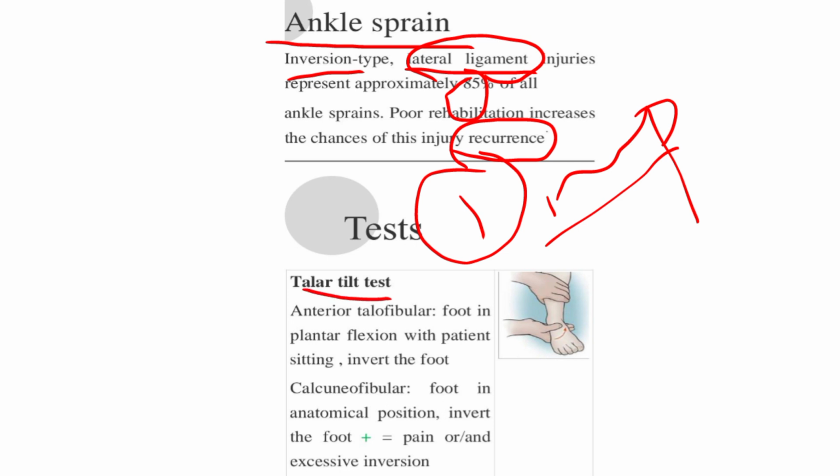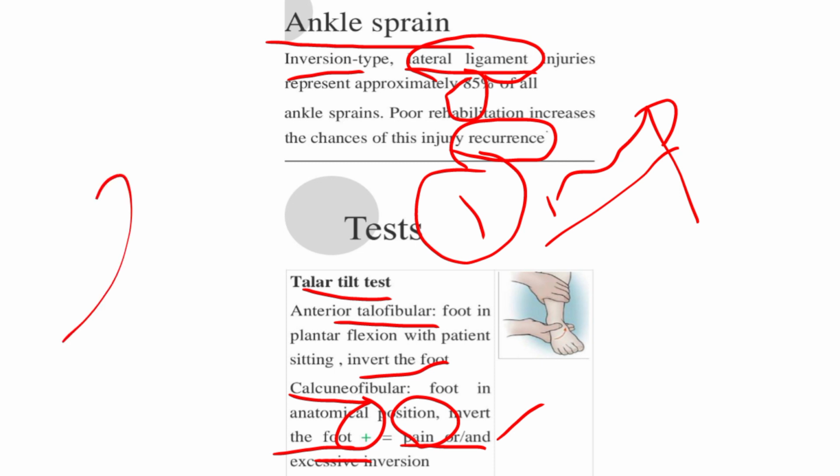In this test, for the anterior talofibular ligament, the foot is in plantar flexion with the patient sitting, and the therapist inverts the foot. For the calcaneofibular ligament, the foot is in the anatomical position and the therapist inverts the foot. The positive sign of this test is pain or excessive inversion. If there is pain or excessive inversion, it means the ligament has been injured.